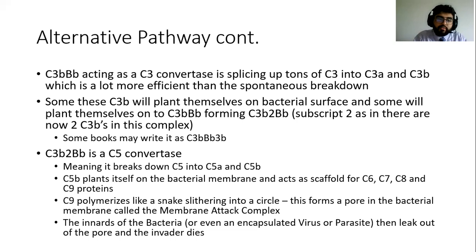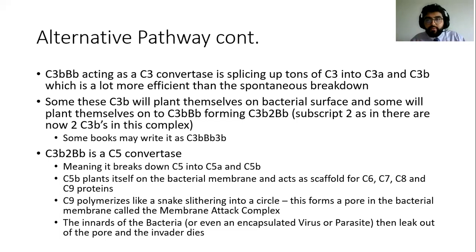What's the significance of this? This is an upgraded form of the C3 convertase. Now it's a C5 convertase, and C5 is another complement protein. If it's a C5 convertase, that means it can break down C5 into C5a and C5b. Okay. C5b, very similar to C3b, plants itself on the bacterial membrane, except instead of attracting factor B and then factor D and all the things, C5b follows its own story, and the story is very easy.